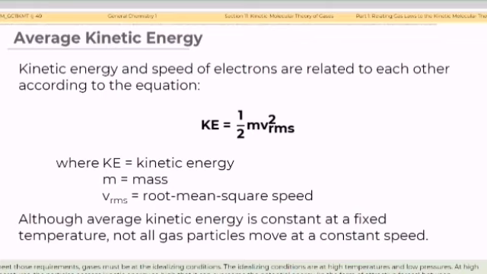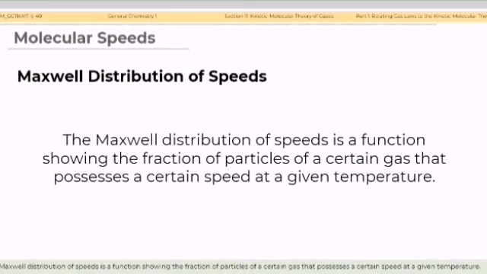Although average kinetic energy is constant at fixed temperature, not all gas particles move at a constant speed. The Maxwell distribution of speeds is a function showing the fraction of particles of a certain gas that possesses a certain speed at a given temperature.